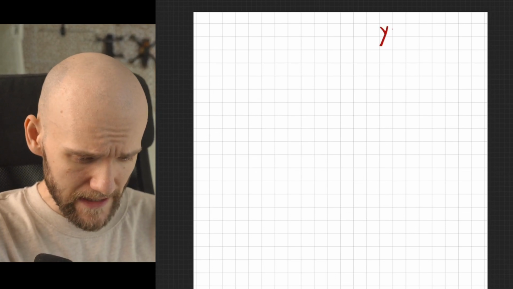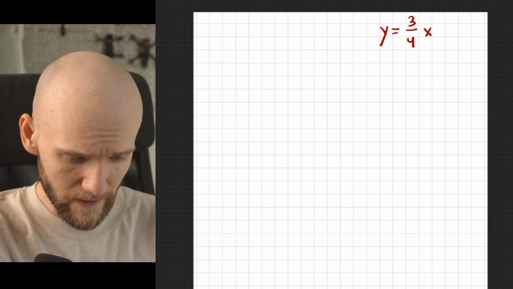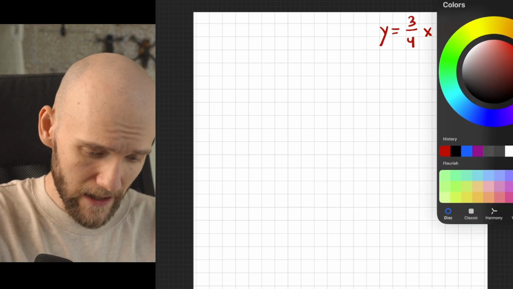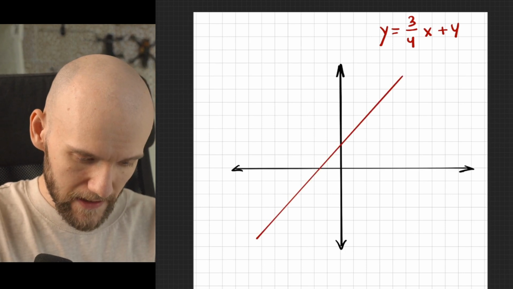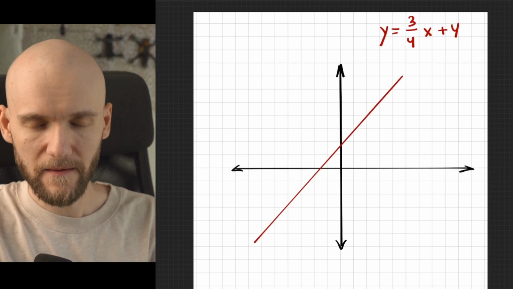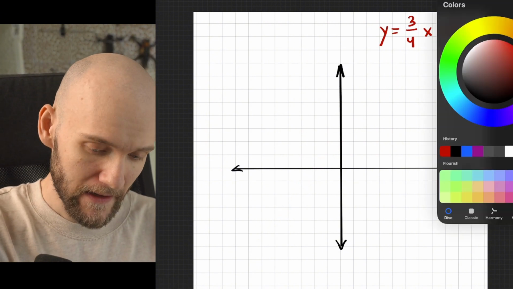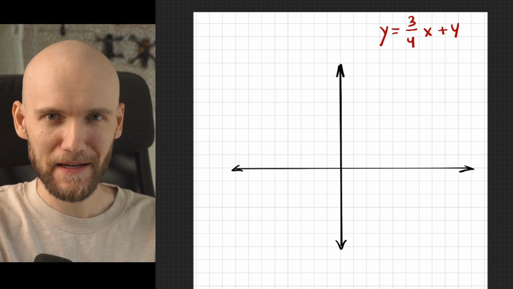You will probably be tasked with something like this: y equals 3 divided by 4x plus 4. Let's say it looks like this. And then you will have to draw a line on the graph right here. The line will look like this, but it has to be a very specific line that corresponds with your exact equation that you get. Now, why would we even want to graph a linear equation in the first place?